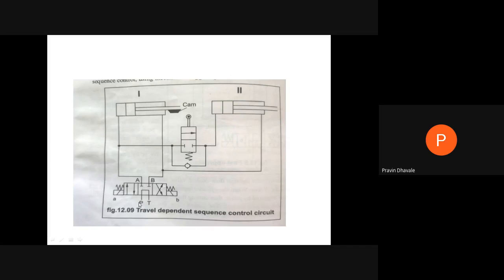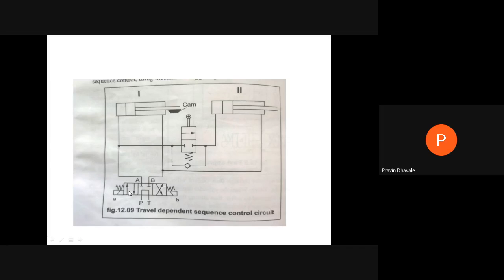What will happen in this position? Whatever fluid is coming from the pump will go directly to the tank. A and B, these ports are blocked, closed. When you operate this knob, the solenoid control, at that time this position gets activated.